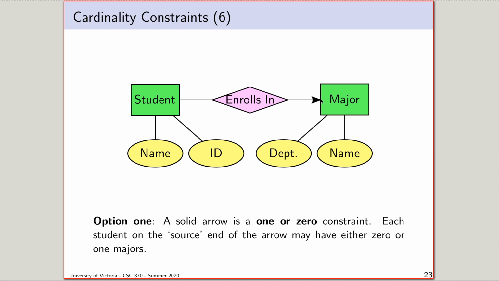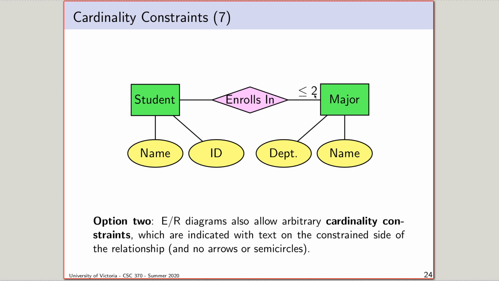So a solid arrow is saying 1 or 0. So in this context, it would be a student enrolls in 1 or 0 majors. So that would allow the possibility of them having no major at any given moment. Now, it still wouldn't allow 2 majors. So we have another option as well, which is we can just write an arbitrary constraint here.